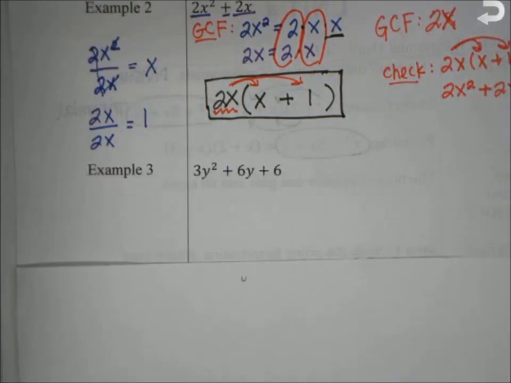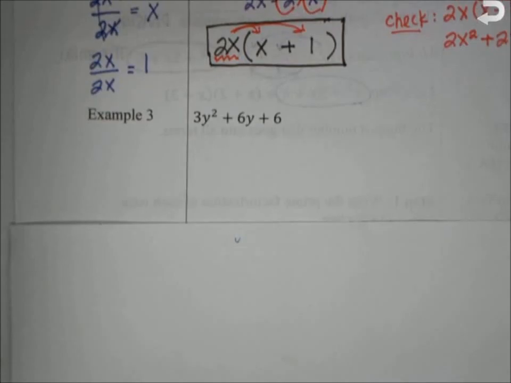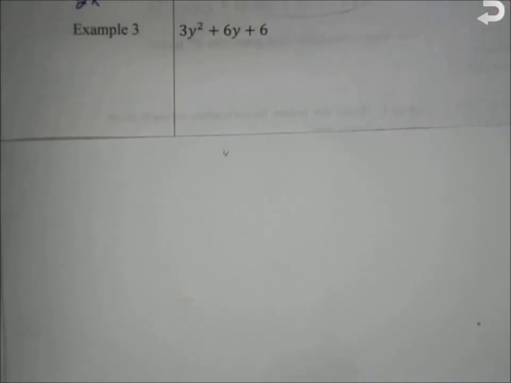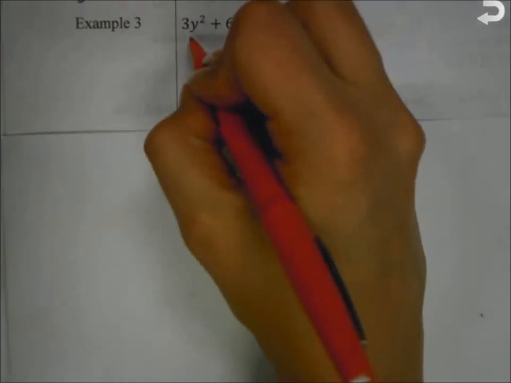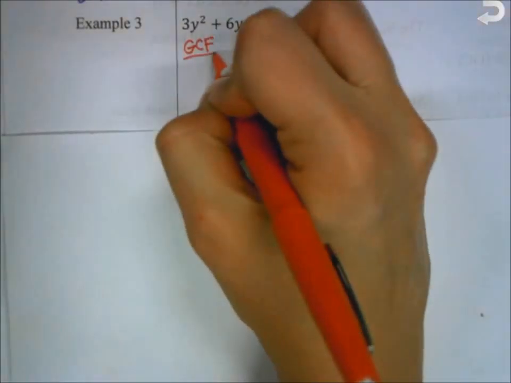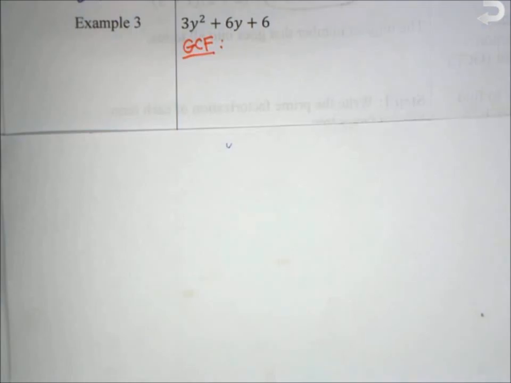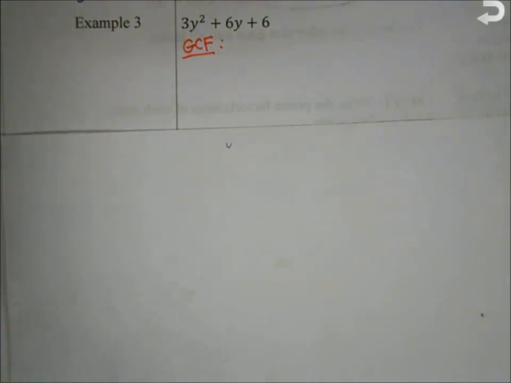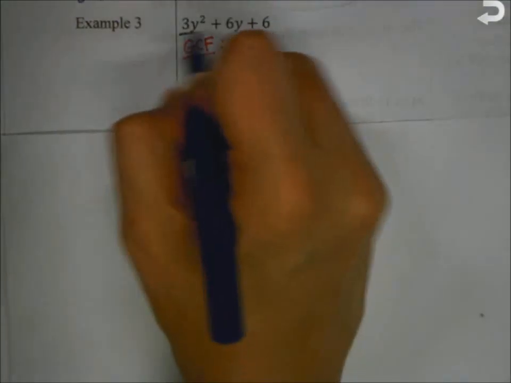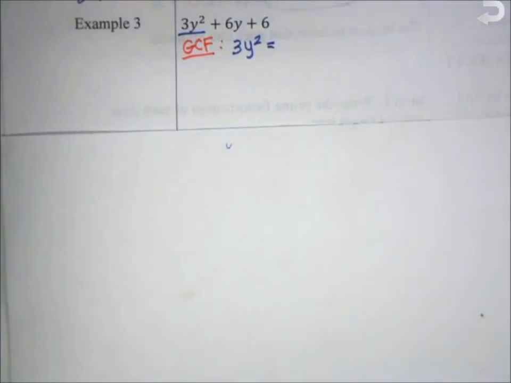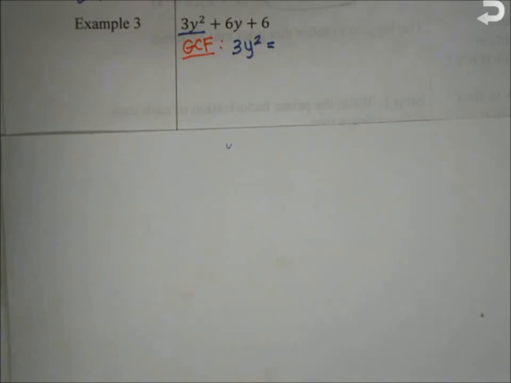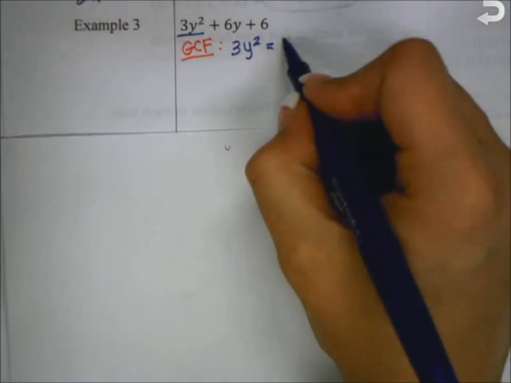Example 3. Okay, now we have 3 terms here. So I need to find the GCF of 3 different terms. I'm going to have a place where I can show all my work. And let's make the 3y squared blue. So 3y squared. How could I write that as a product of prime numbers? 3 times y times y. Good.